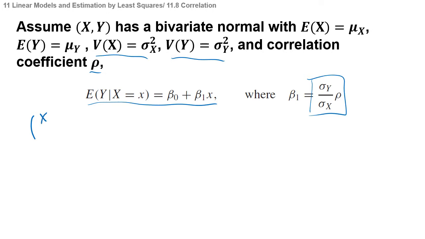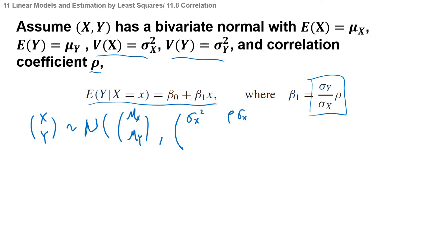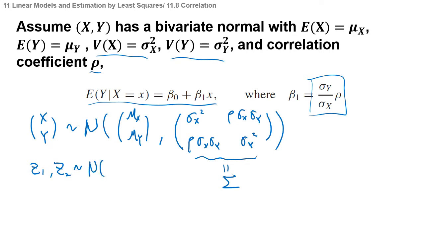Firstly, I will define some values. Let's define x and y to follow a normal distribution with mean mu x, mu y, and the variance component is sigma, which is sigma x squared, rho sigma x sigma y, rho sigma x sigma y, and sigma y squared. Okay, and here this component is sigma. And actually we can define this bivariate normal distribution using standard normal distributions. Let's say Z1 and Z2 are independent standard normal variables from normal 0, 1.